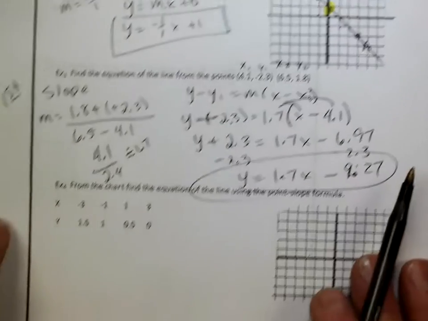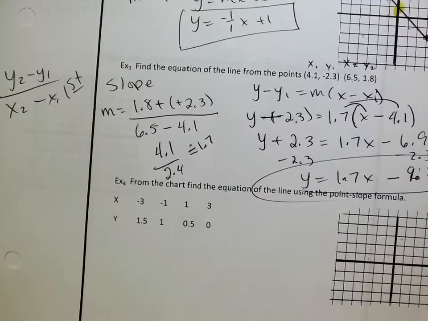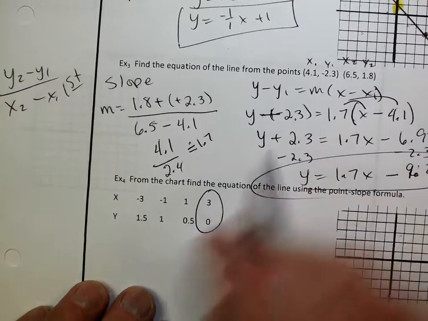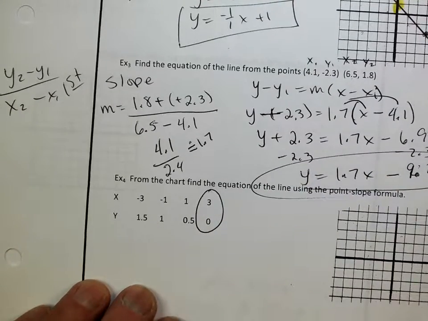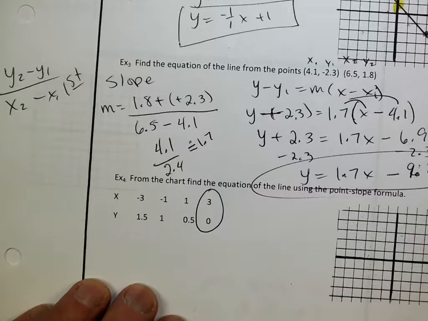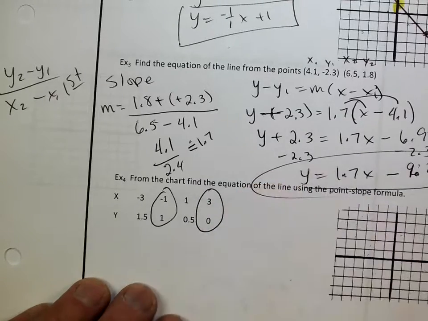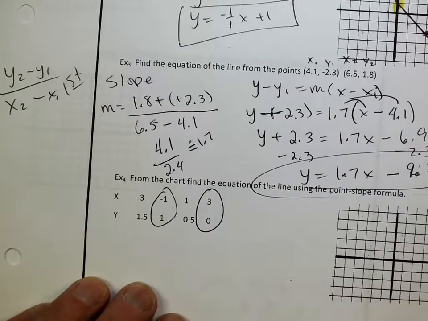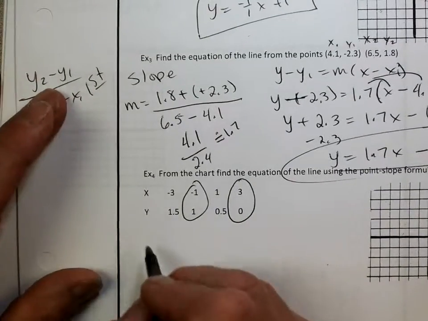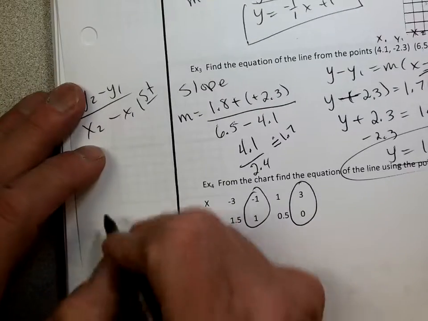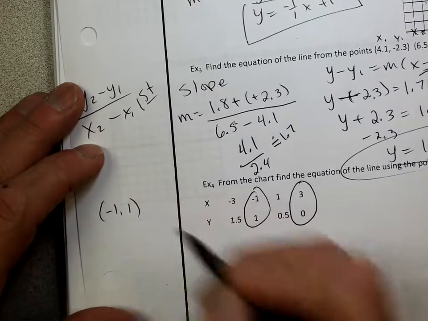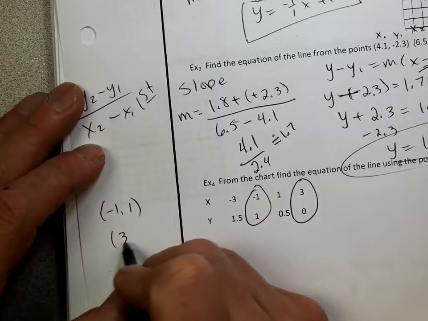Yeah. Okay, so from the chart, so I need 2 points. I can pick any two, but I probably would pick this one because there's a 0, right? And maybe this one because it doesn't have any decimals. How's that sound? Sounds like a smart choice. So that could be my x1. So my 2 points I could use are negative 1, 1, and 3, 0.